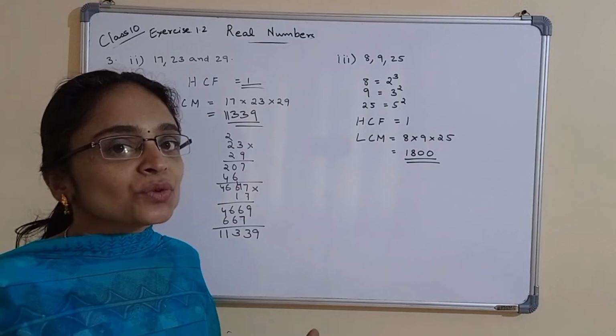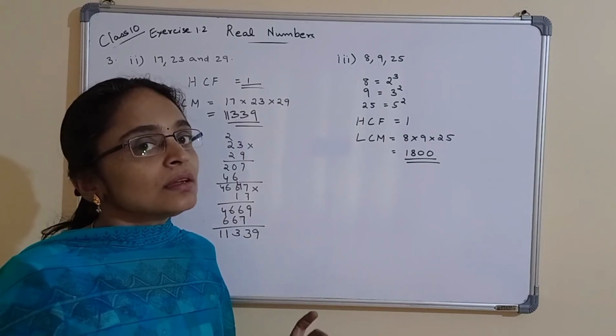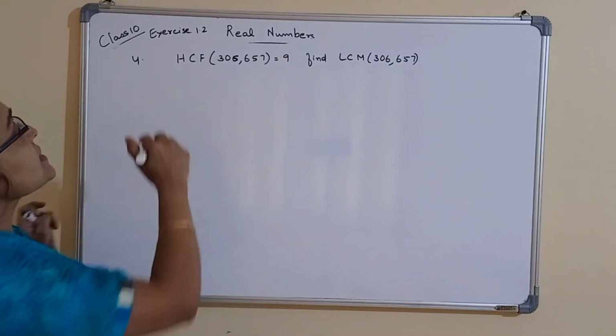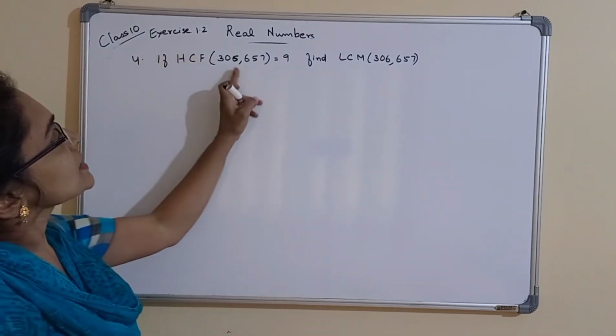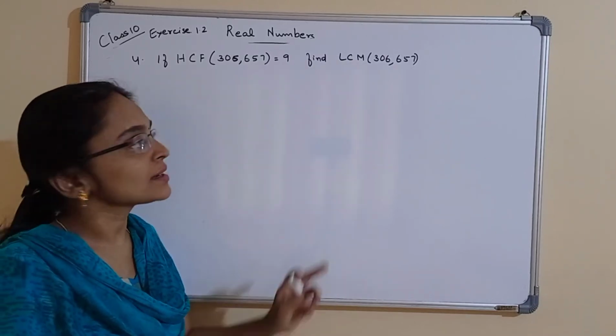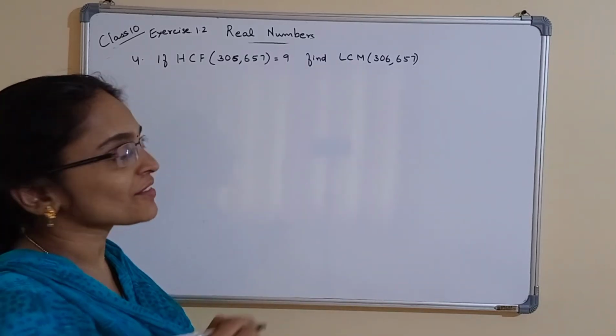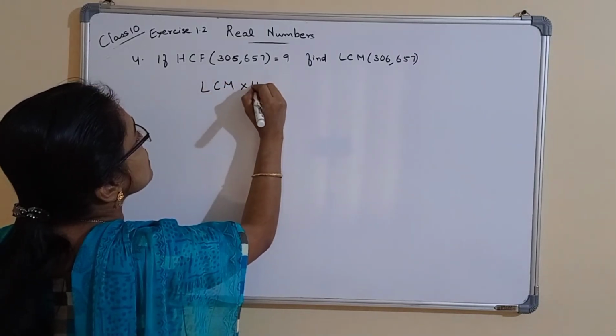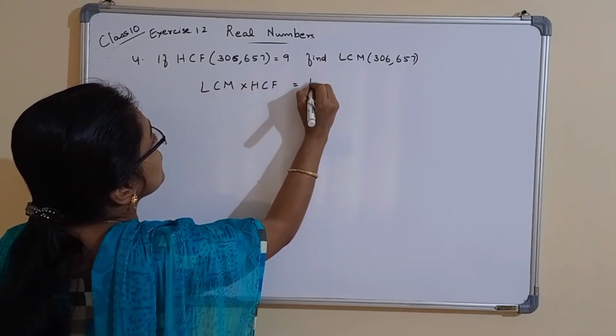Now we will proceed to the next question, that is fourth question. Okay. Next one, if HCF of 306 and 657 equal to 9, find LCM of 306 and 657. We know that LCM into HCF is equal to product of the numbers.